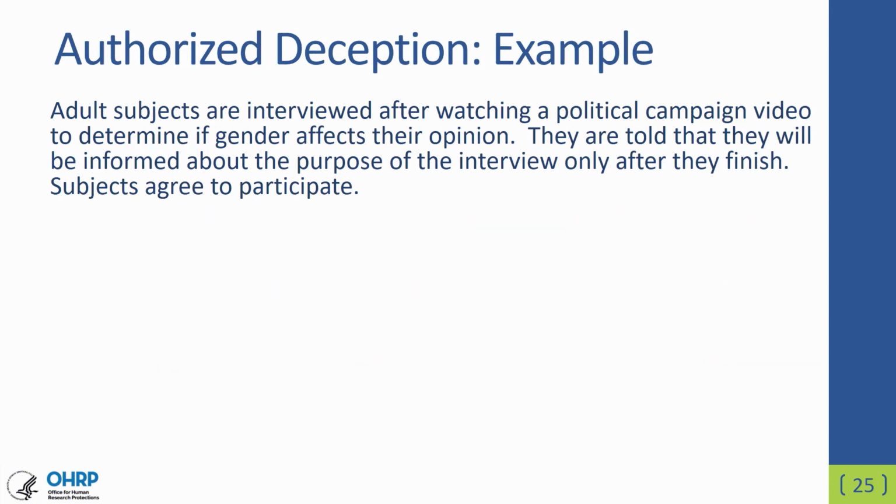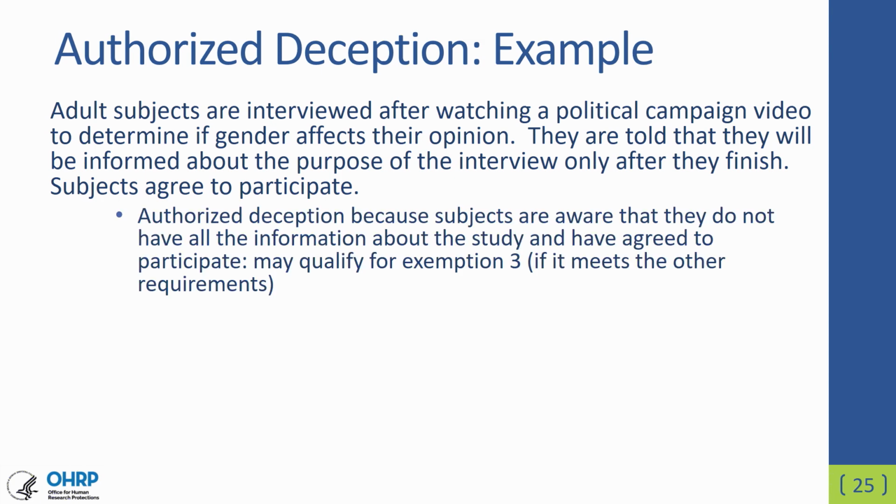Let's look at an example of what is authorized deception. If adult subjects are interviewed after watching a political campaign video to determine if gender affects their political opinions, they are told that they will be informed about the purpose of the interview only after they finish, and the subjects agree to participate. This is authorized deception because the subjects are aware that they don't have all the information about the study and have nonetheless agreed to participate. This may qualify for Exemption 3 if it meets all the other requirements.